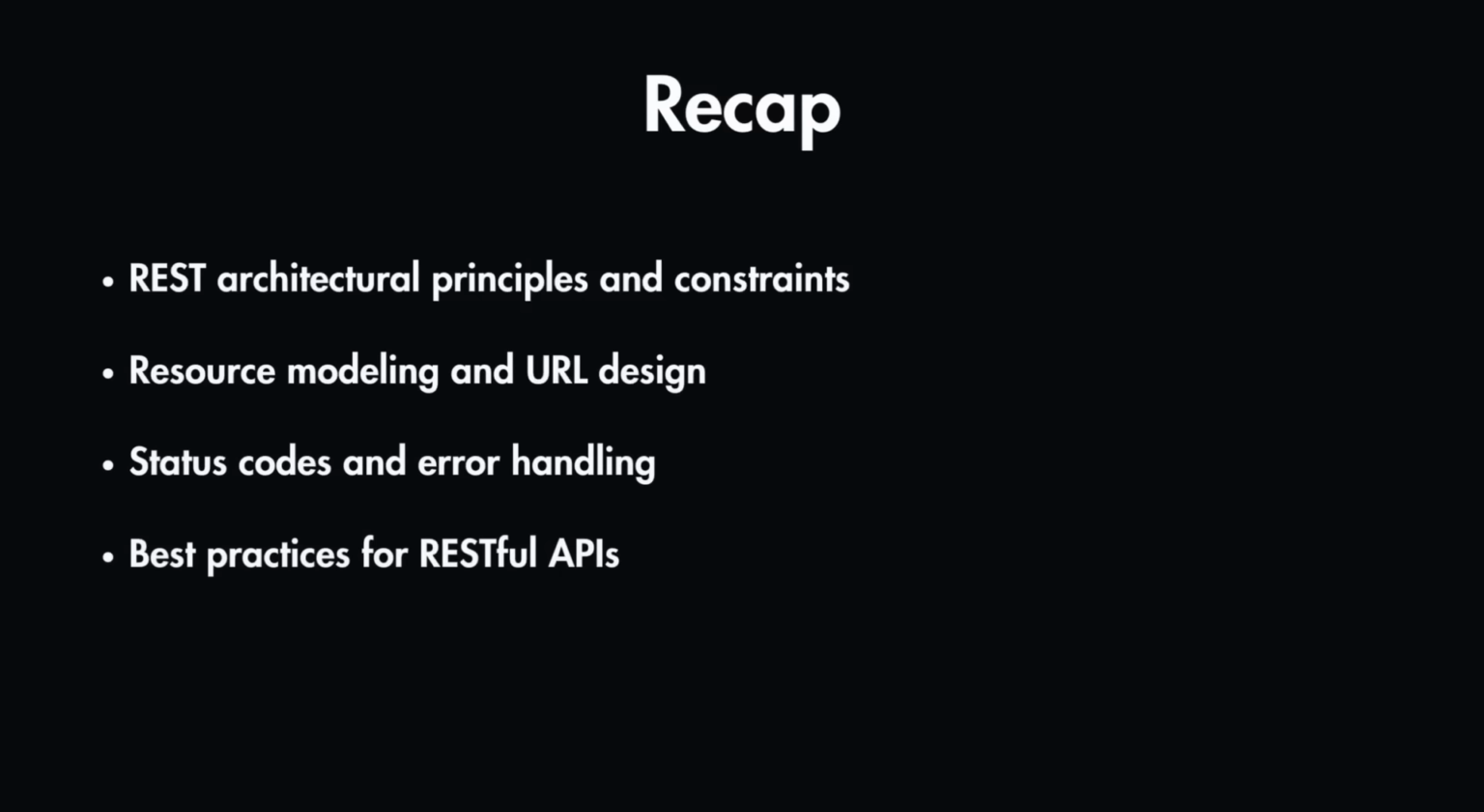So to recap, we learned about the REST architectural principles and constraints, also about the resource modeling and URL design, and how we model the business domain into the RESTful API domain. Also the status codes, error handling, and the proper methods to be used with the basic CRUD operations. And lastly, we covered the best practices for RESTful APIs that you should use to keep your APIs consistent and also predictable for other developers who are using it.